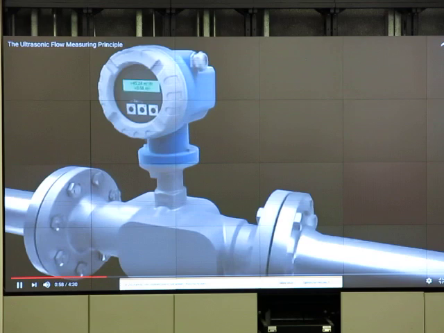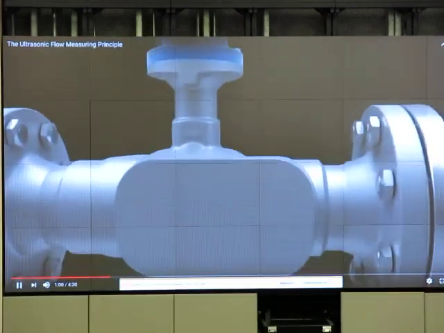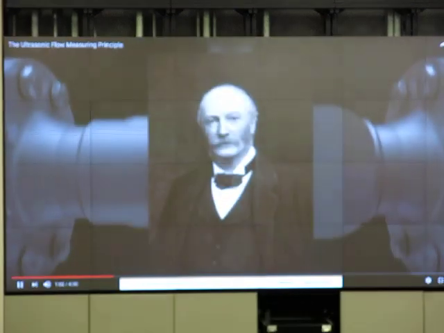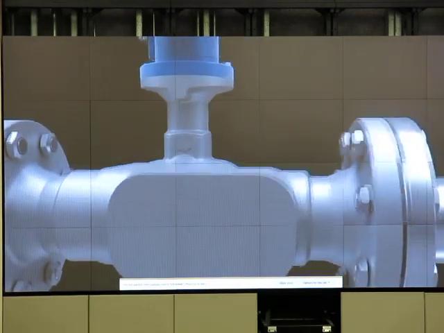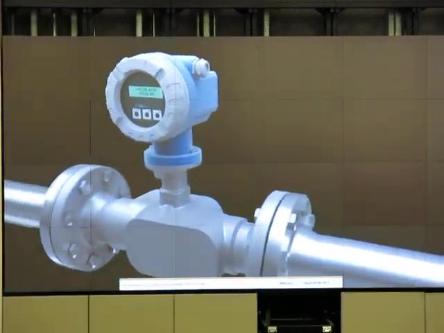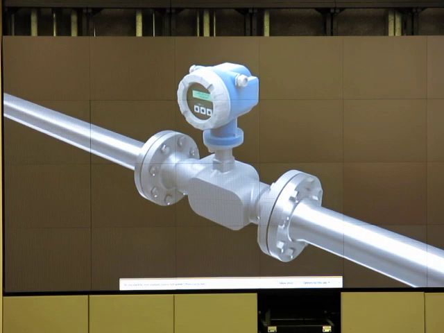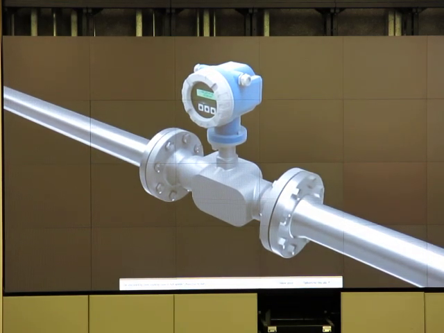The principle can be traced back to the English physicist and Nobel Prize winner Lord Rayleigh. His book on the theory of sound, published in 1877, describes the propagation of sound waves in solids and gases. Here is how this measurement method works.